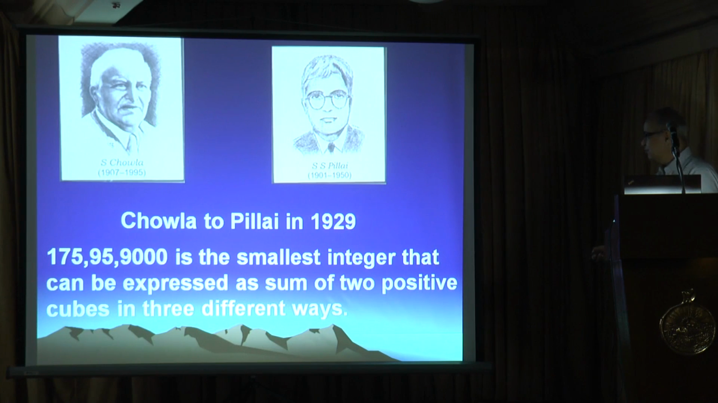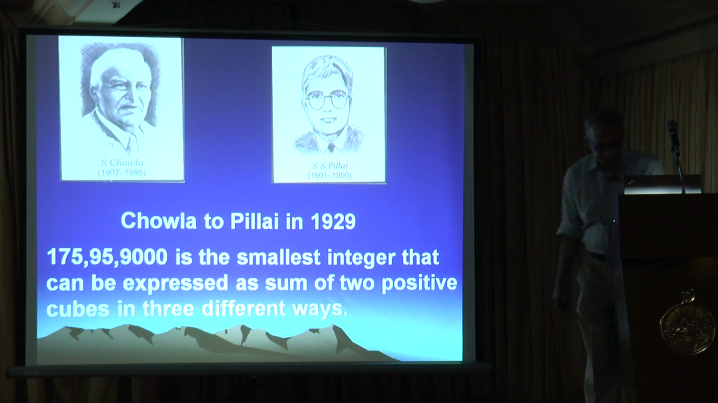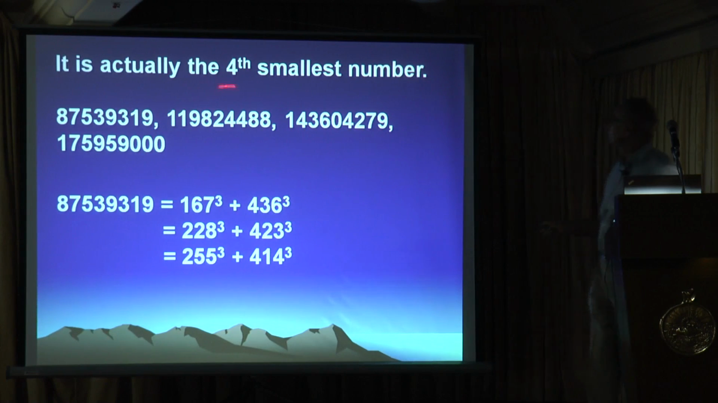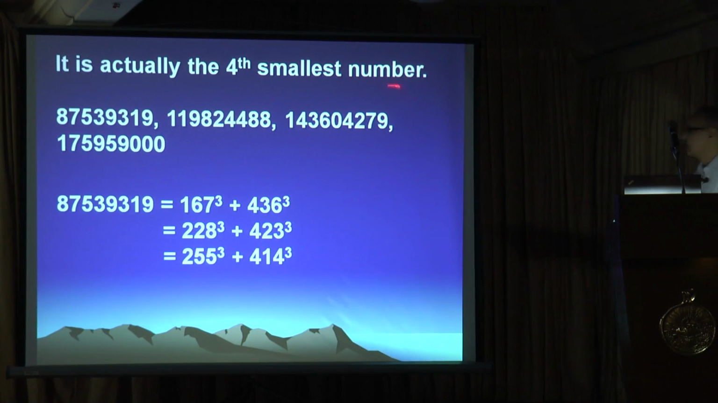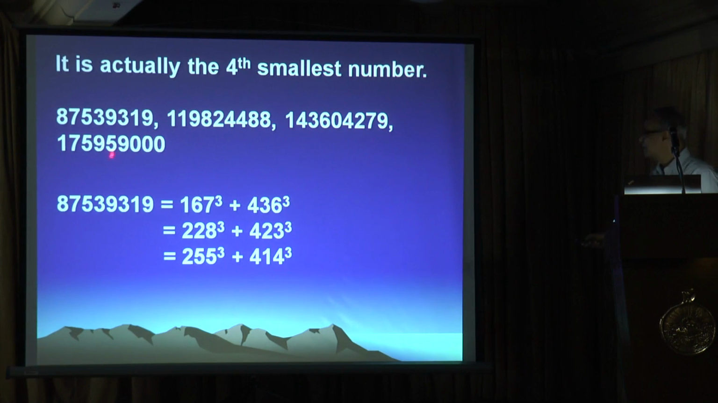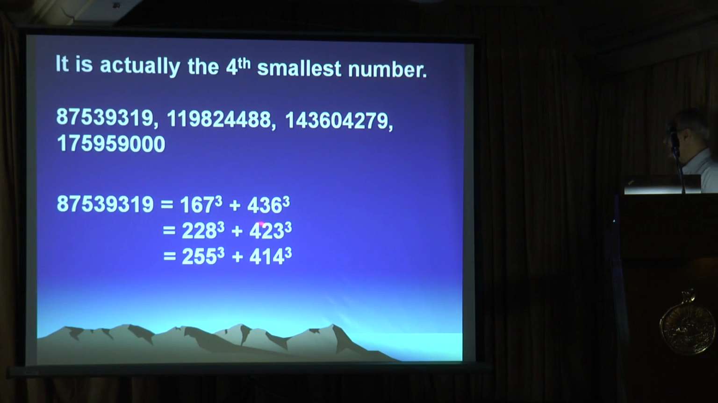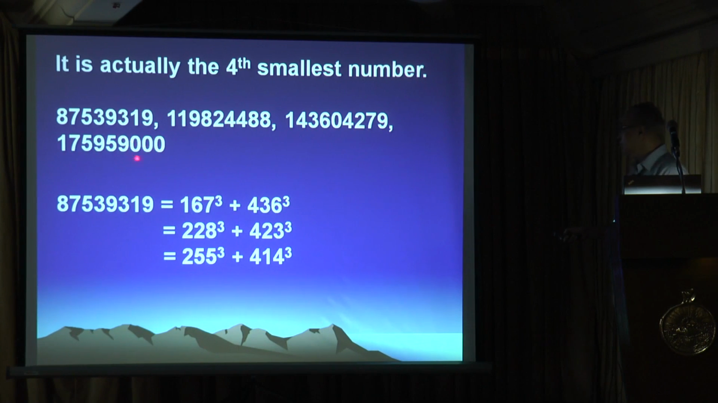He wrote it in 1929. But it is actually the 4th smallest number. He made a mistake. With computers, now one has shown that this is the 4th smallest number. There are 3 before that. For example, this number is this cube plus this cube, 228 cube plus 423 cube, 255 cubes, 414 cubes. So this can be expressed as sum of 2 cubes in 3 different ways. But Chawla said this is the smallest, but that happens to be the 4th smallest.